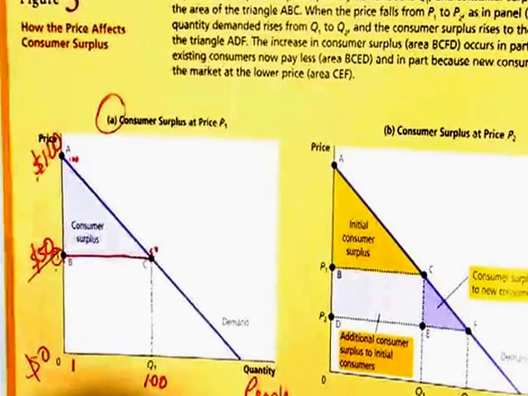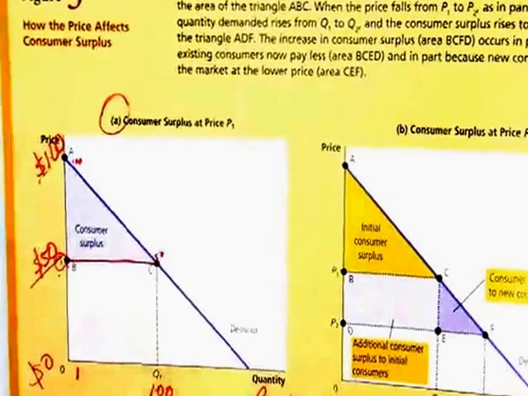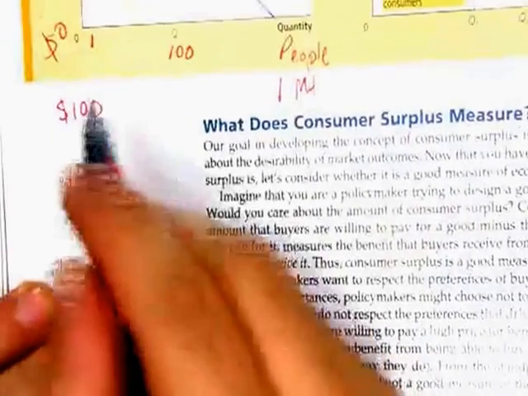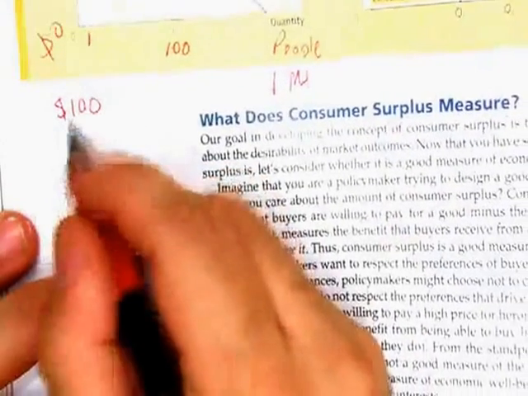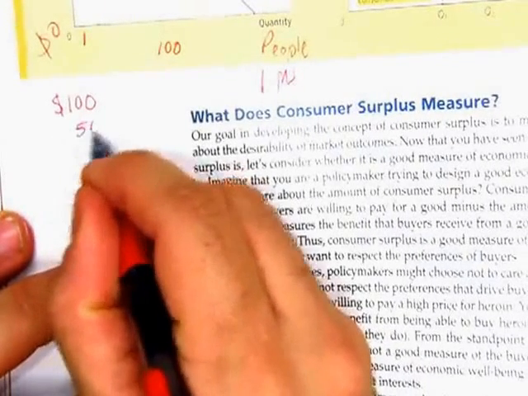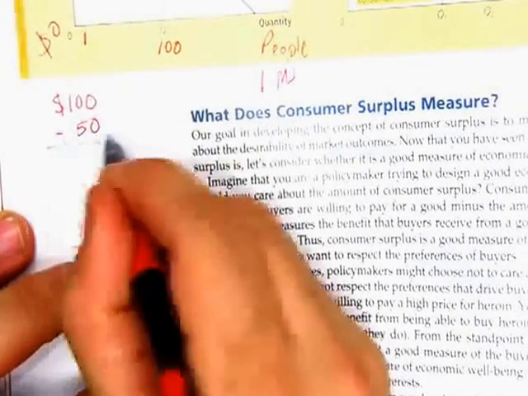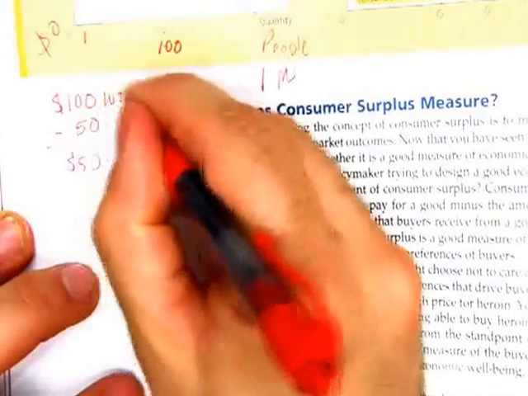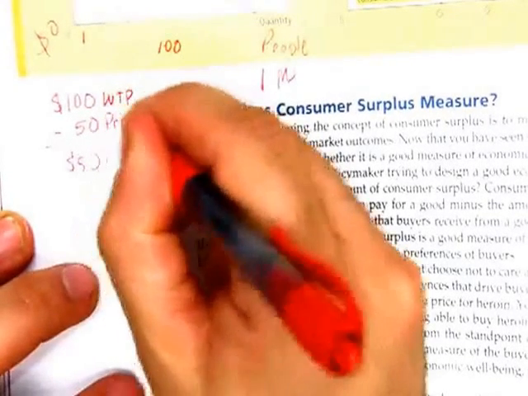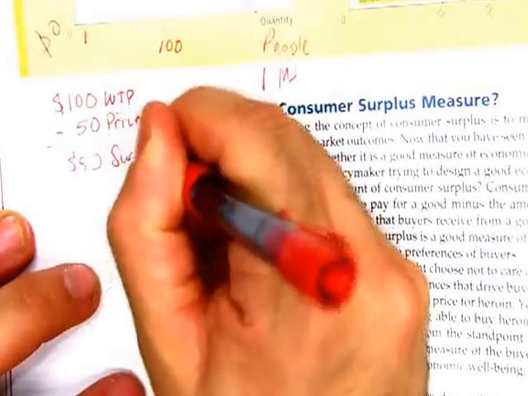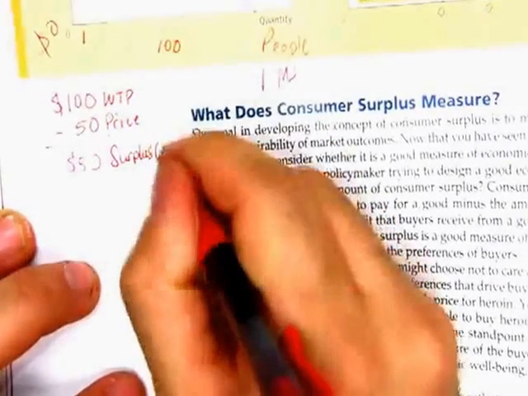So here's how we calculate willingness to pay. Willingness to pay is $100. They wanted to come into the store with $100. This one went to the store and found that it's $50 to buy it. So 100 minus 50 is $50. So WTP is here, price is here, surplus is here. And we'll just say consumer.